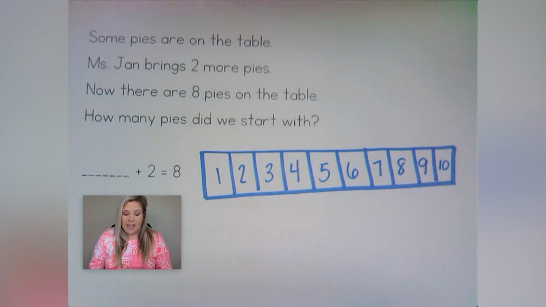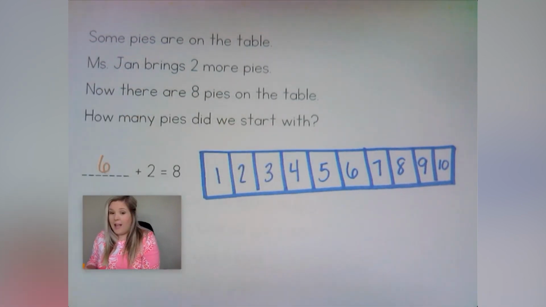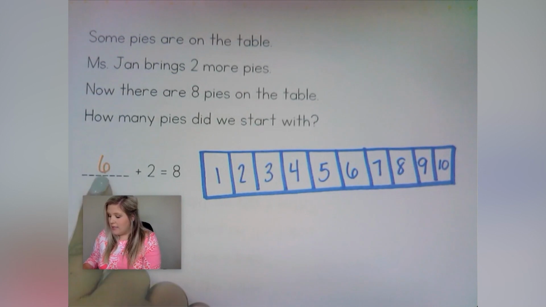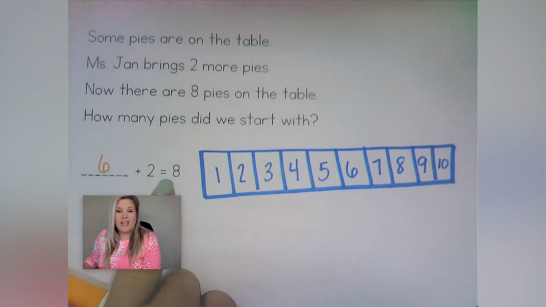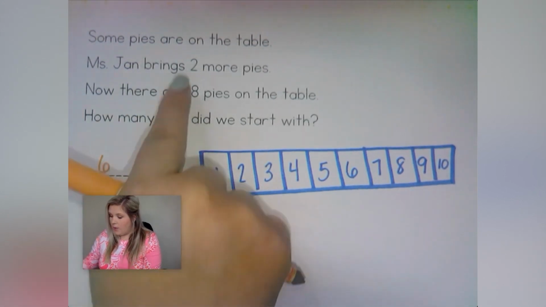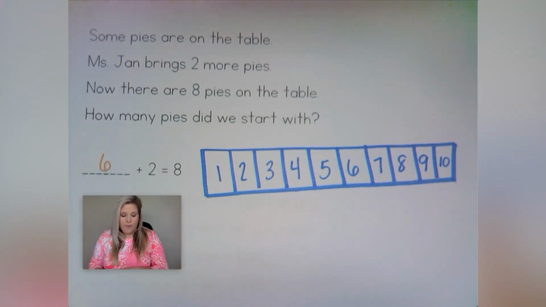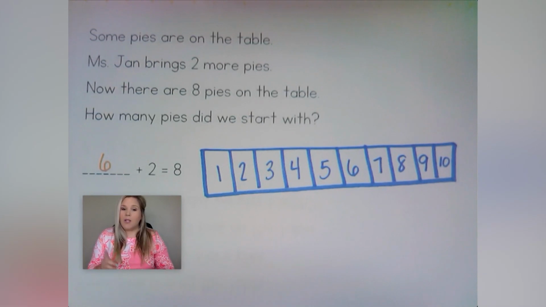That means there were 6 pies on the table at the beginning of our problem. I can fill in my number sentence or my equation like this. Now it states 6 plus 2 equals 8. There were 6 pies on the table. Jan brought 2 more pies. Now there are 8 pies on the table. Excellent job. I want you to stand up and I want you to jump up and down 6 times. Go.